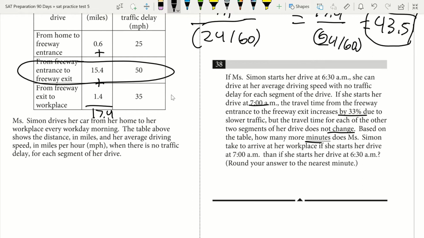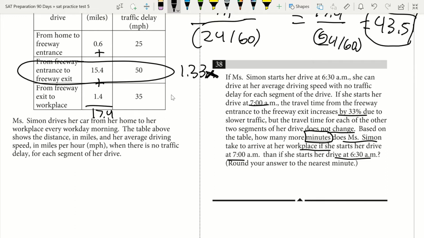Based on this table, how many more minutes, keep in mind it's minutes, not hours, does Miss Simon take to arrive at her workplace if she starts at 7 than if she starts at 6:30? Well, the only difference is that this duration of time is 1.33 times as long. So we're just going to have to find that duration of time. We know that that's 15.4 miles, and we know that it's 50 miles per hour.